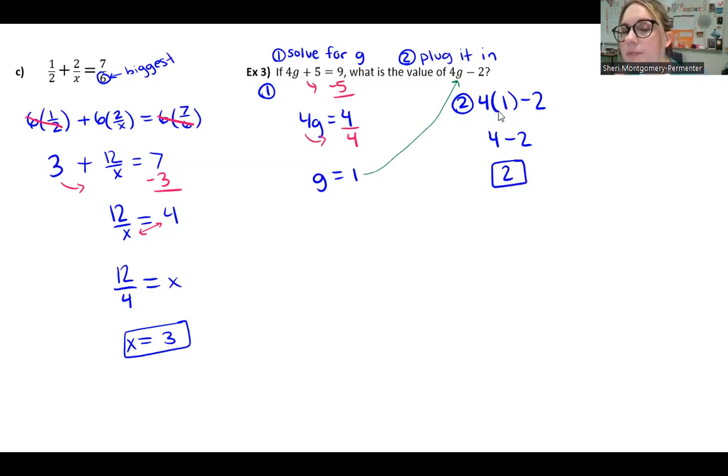That is my answer. You always have to start with the thing that has an equal sign. I can't do anything with this because there's no equal sign. So you have to start with the one that has an equal sign.